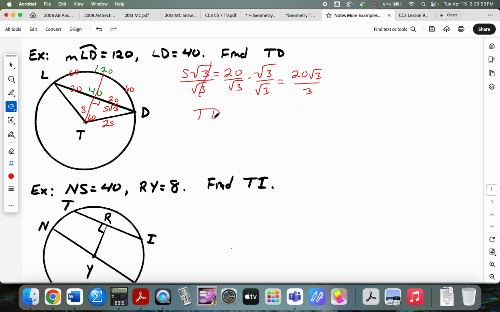And then TD is 2s. So that'll be 2 times 20 square roots of 3 over 3. 2 times 20 square roots of 3 over 3 is 40 square roots of 3 over 3. You don't multiply top and bottom by 2 because it's 2 over 1, not 2 over 2.